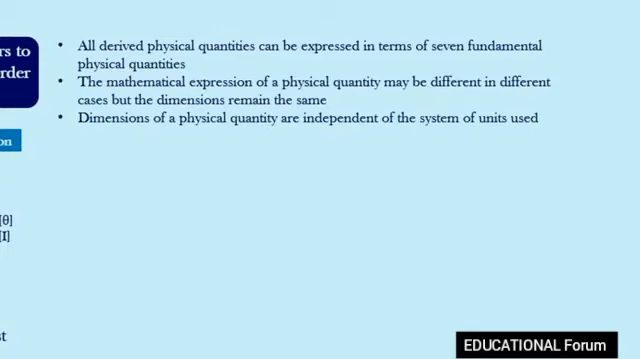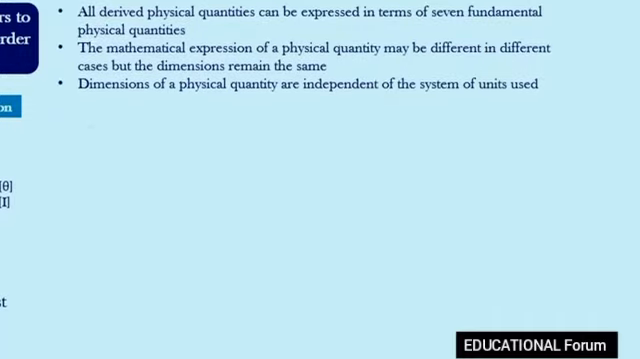All derived physical quantities can be expressed in terms of 7 fundamental physical quantities. This notion we have already discussed with the illustration of mutually perpendicular axes set on a plane. The mathematical expression of a physical quantity may be different in different cases, but the dimensions remain the same. Dimensions of a physical quantity are independent of the system of units used.